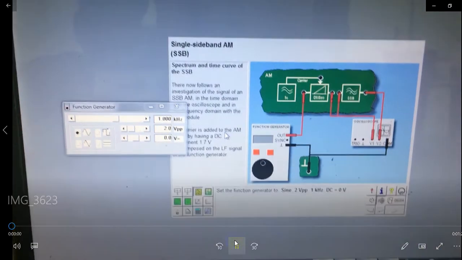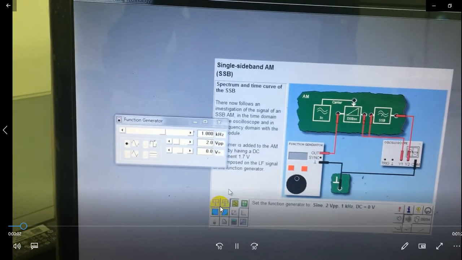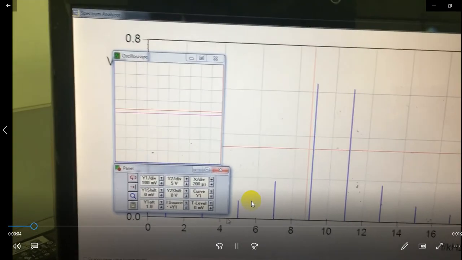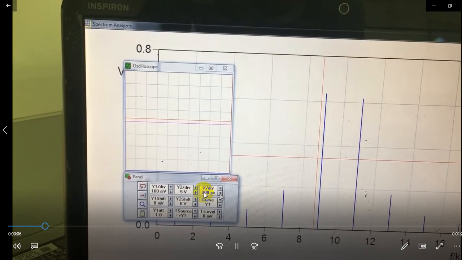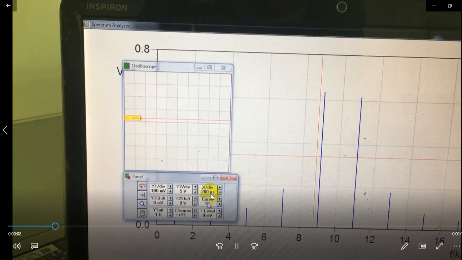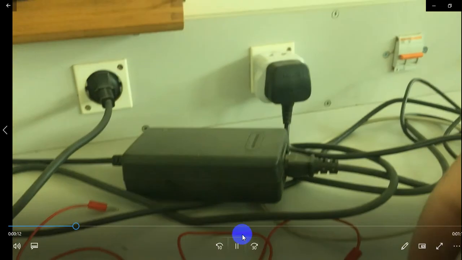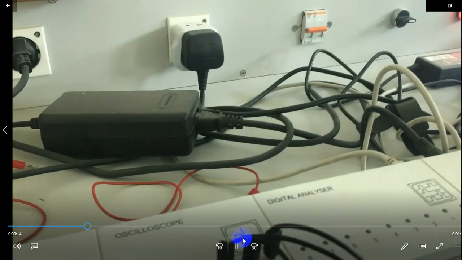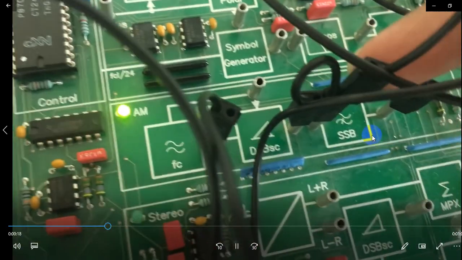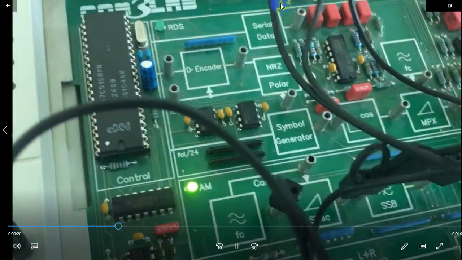When you set the function generator properly, so 200 micro or 5, let us make it 500. Just draw these two spectra. Y1 is nothing but the output of the double sideband. From here you can see Y1 is nothing but the output of the double sideband.